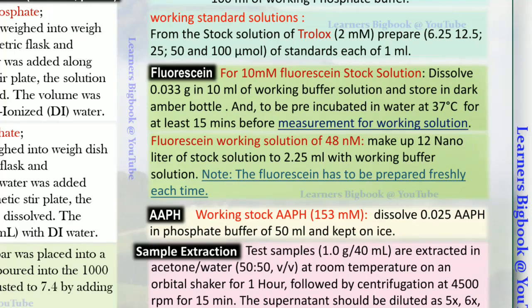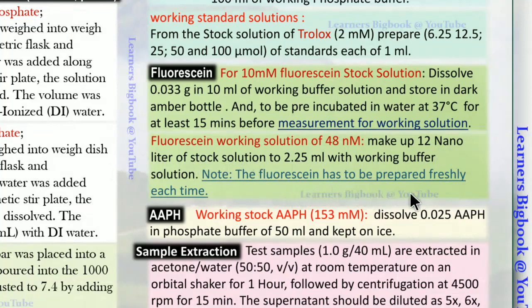Further, this fluorescein working solution should be of 48 nanomolar. Here, whatever the stock solution is, 10 millimolar, the working solution should be 48 nanomolar. Remember, this is the difference. So it has to be prepared by taking 12 nanoliter of stock solution into 2.25 ml of working buffer solution. So we take 2.25 ml of the working buffer solution we prepared, and to that we add 12 nanoliter of the fluorescein stock solution.